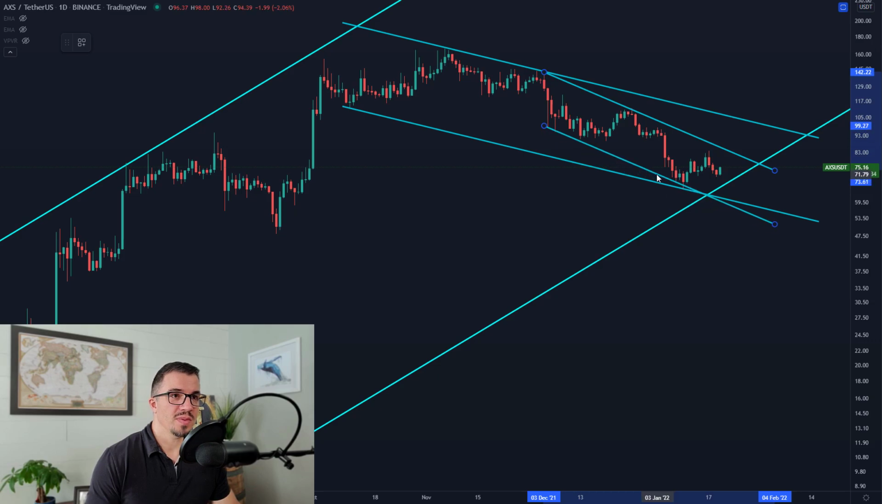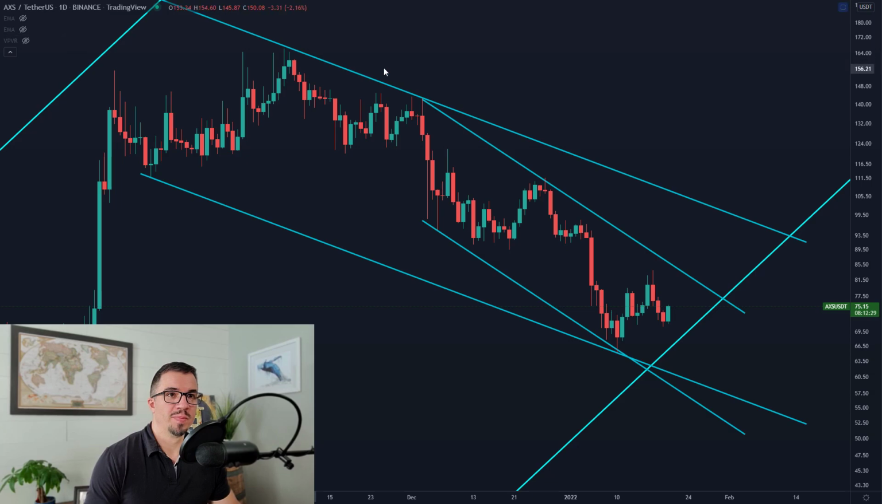So if we take this once again, these highs up here, this one here, this high, and also these two lows, you can clearly see that we also have a second smaller descending channel within this larger one. Okay, so a lot going on here, and there's actually more to it.